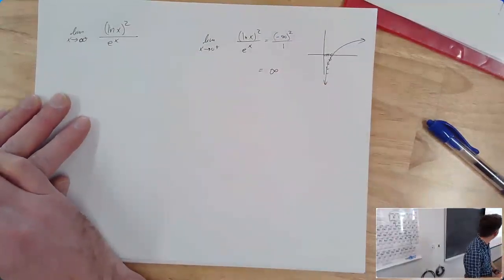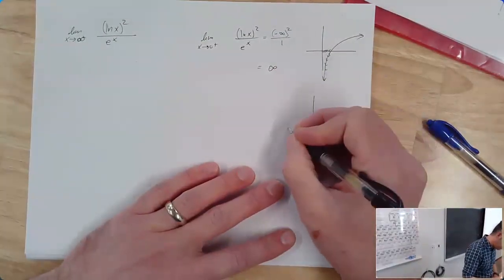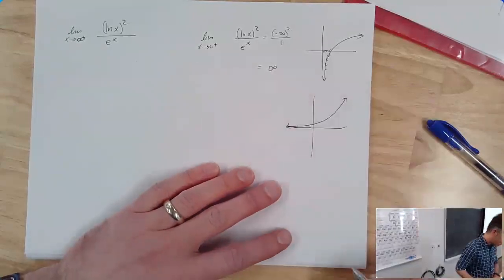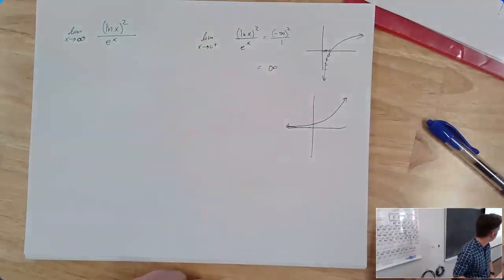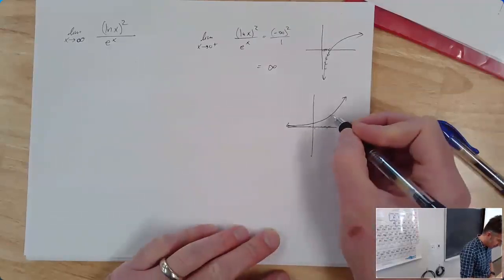Can you sketch the graph of e to the x? Sure. e to the x looks like this. So as we go towards 0, e to the x goes towards 1.